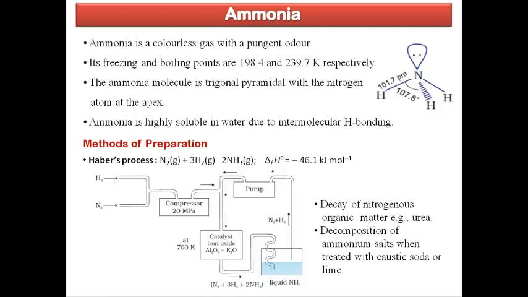Ammonia can also be prepared by the decay of nitrogenous organic matter, that is urea, and decomposition of ammonium salts when treated with caustic soda and lime. So decay of nitrogenous organic matter is a natural process.